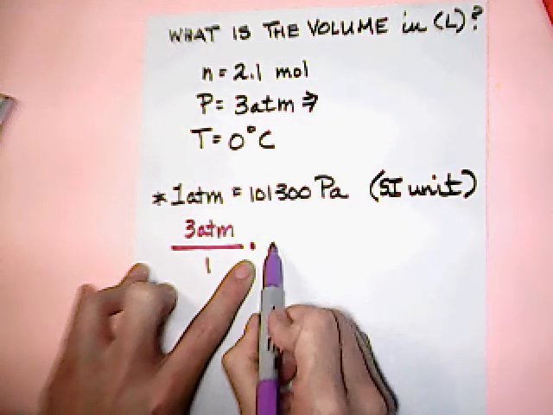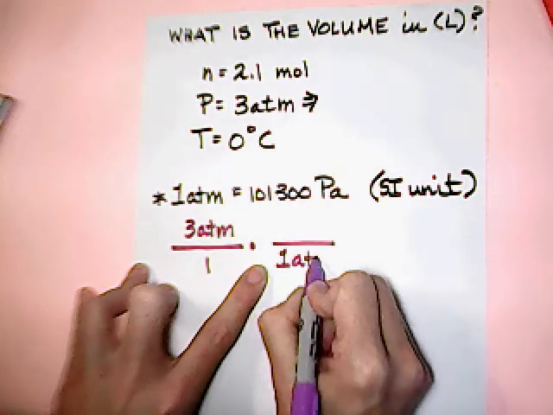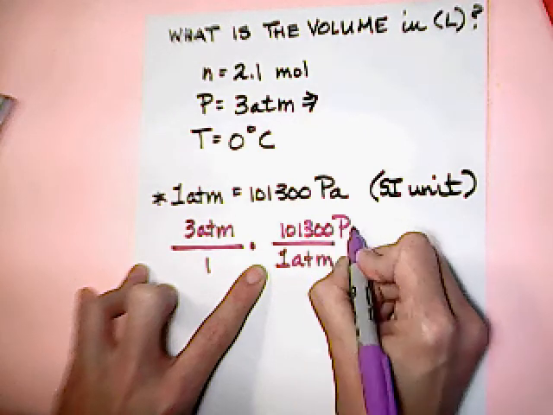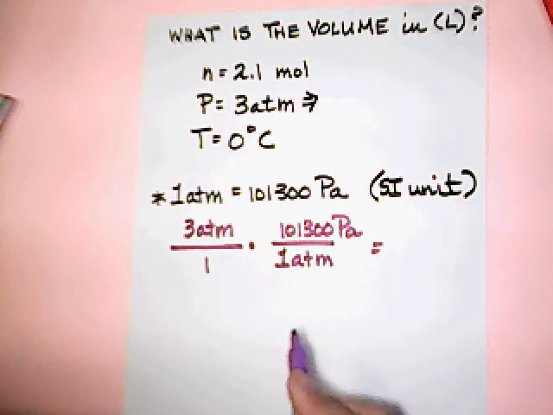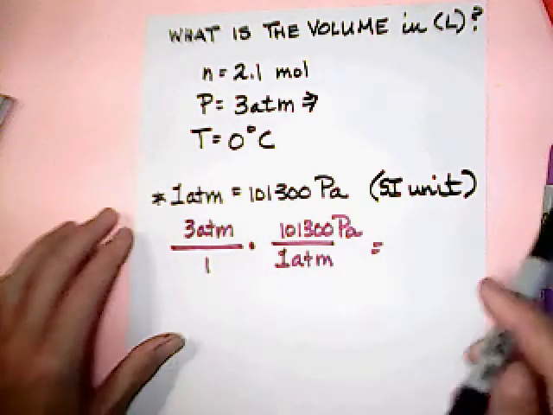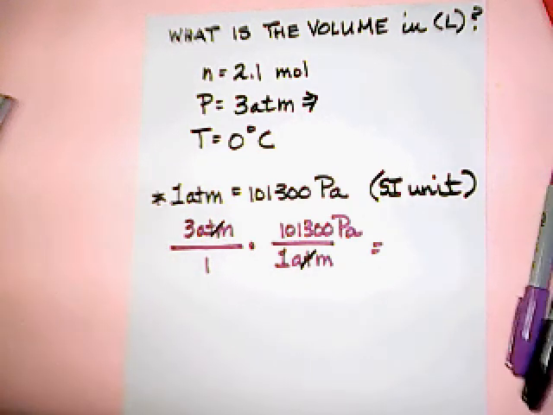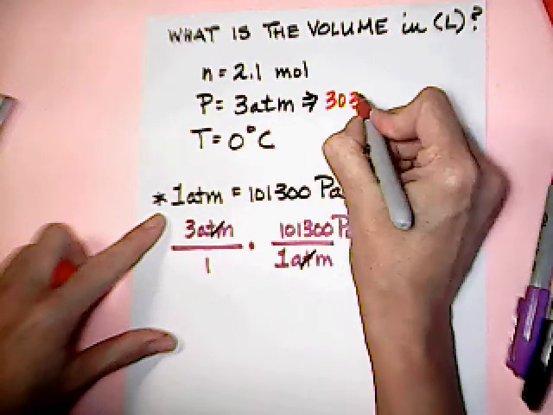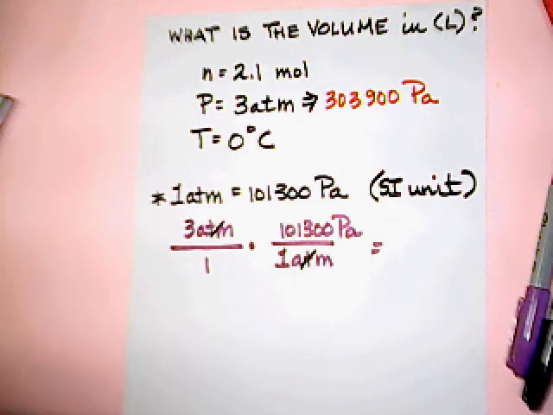And I'm going to say, well, I need atmospheres to cancel. I know 1 atmosphere is 101,300 pascals. Once I do that multiplication, I can cancel out my units. Then I will find that I get 303,900 pascals for the pressure I'm going to substitute in.